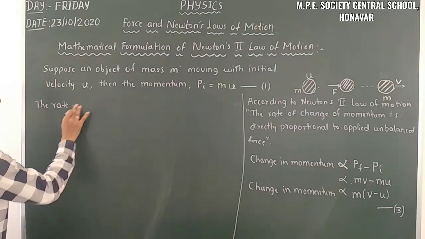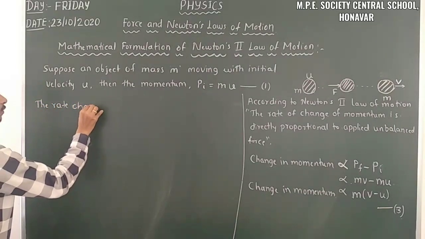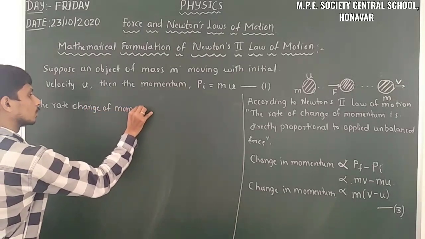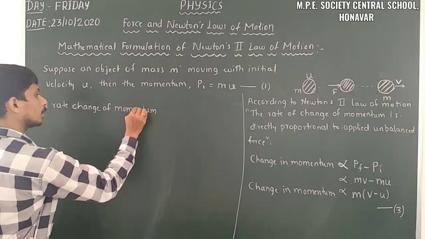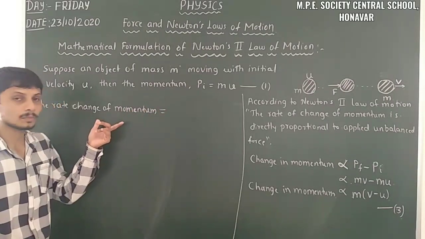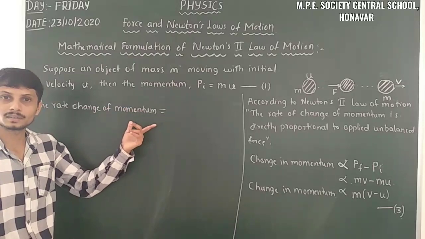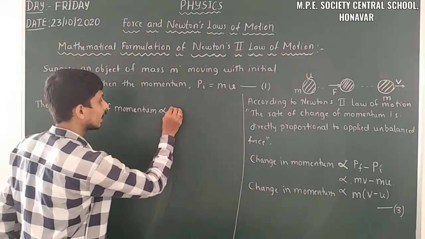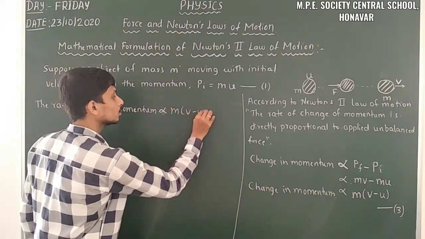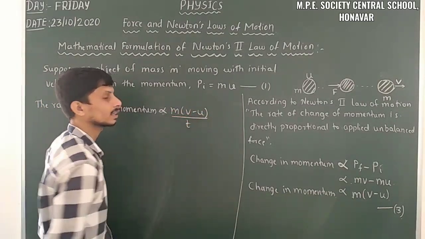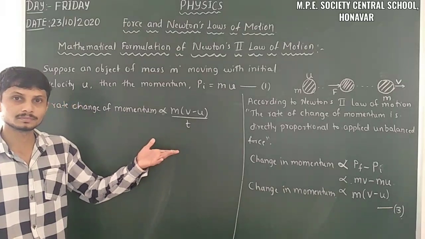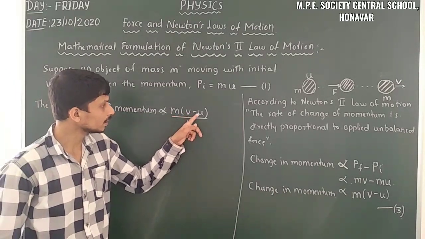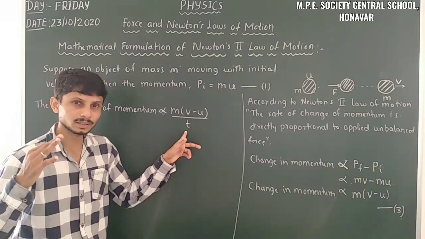The rate of change of momentum is, here we have taken the change in momentum and the rate. So let us take it as directly proportional to M into V minus U. Because of the rate, we have to divide by t. Yes, so just look here, V minus U by t.